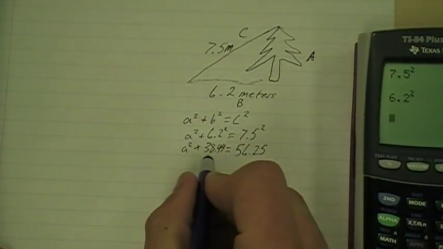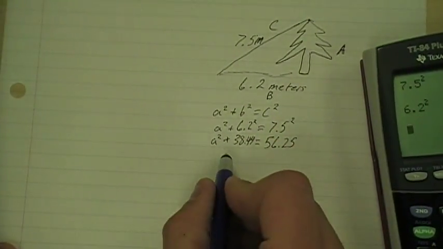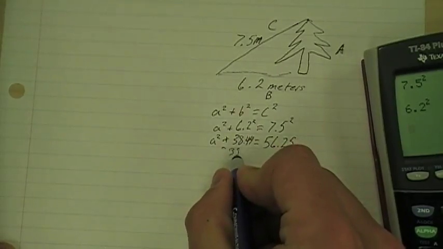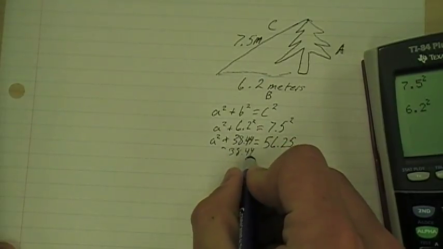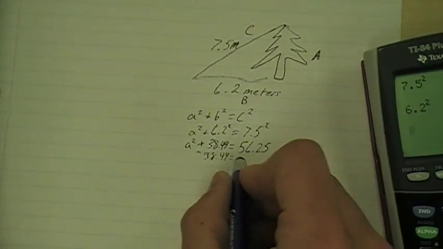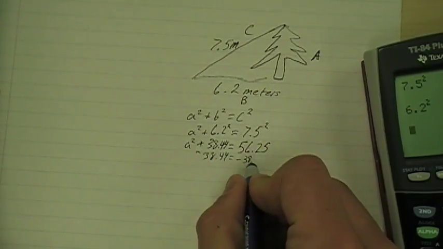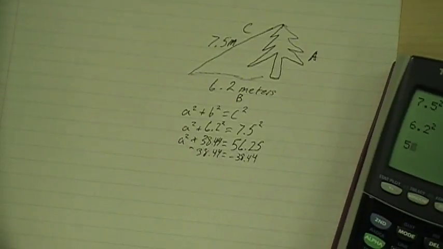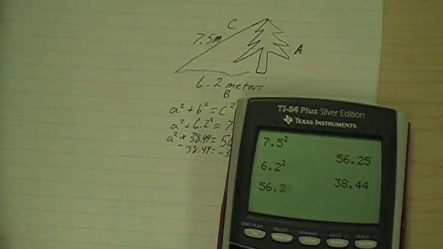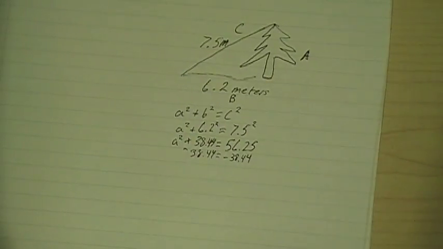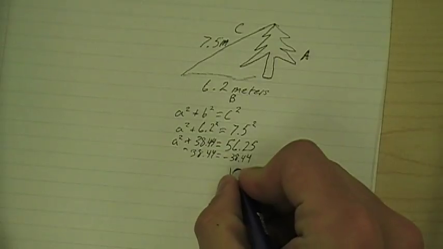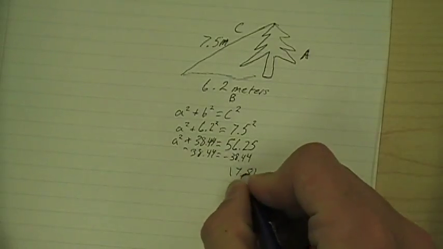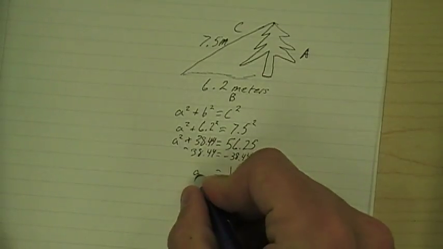So simple, our algebra will have us subtract 38.44 from both sides. Alright, and when we do that, so 56.25 minus 38.44, that gives us 17.81, and that equals a squared.